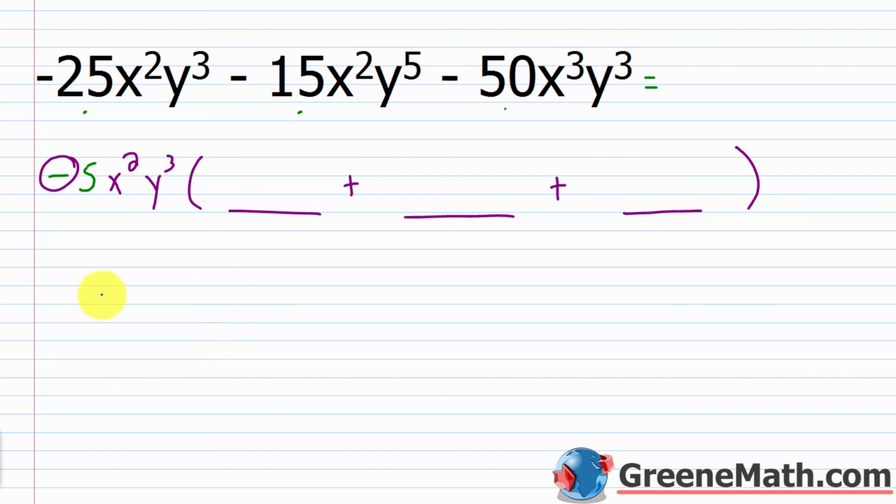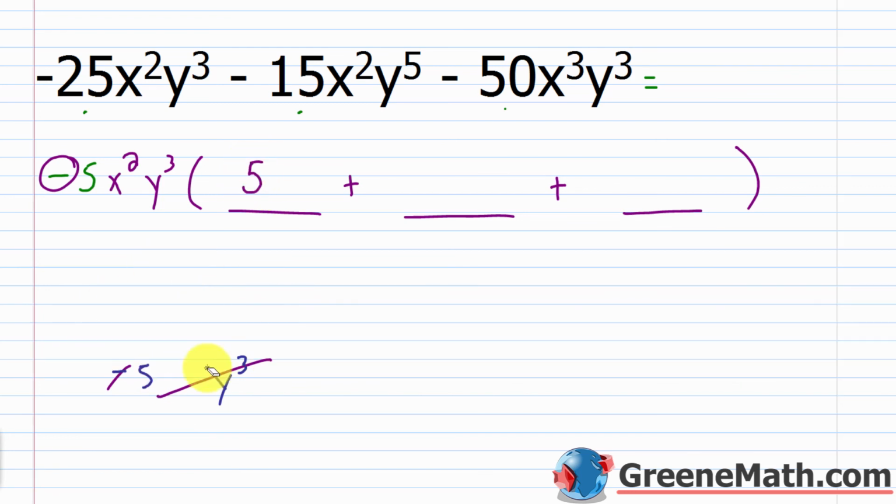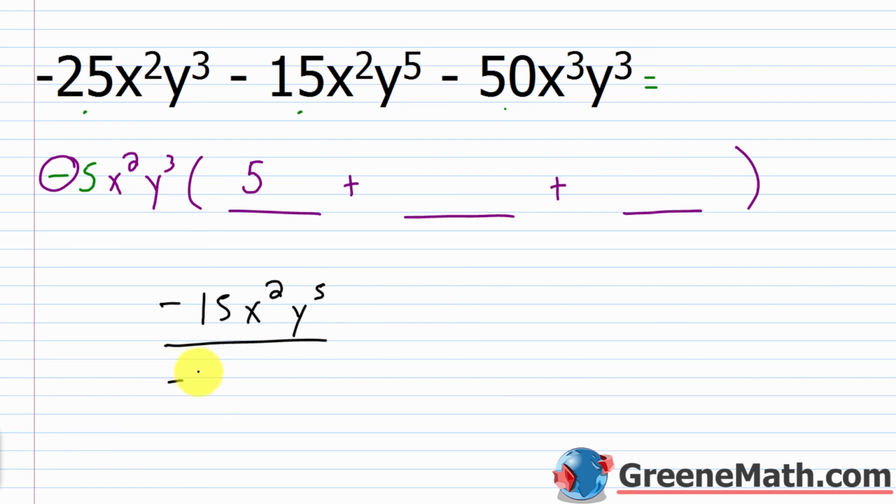So I'm going to do some division. Negative 25x squared y cubed divided by negative 5x squared y cubed. What do I get? Negative over negative, again, is positive. 25 over 5 is 5, and then these cancel themselves out. So this first position here is a 5. For the second position, I would have negative 15x squared y to the fifth power over negative 5x squared y cubed. So negative 15 over negative 5 is going to give me positive 3. X squared over x squared is 1. Y to the fifth power over y cubed is y squared. So this would be 3y squared.